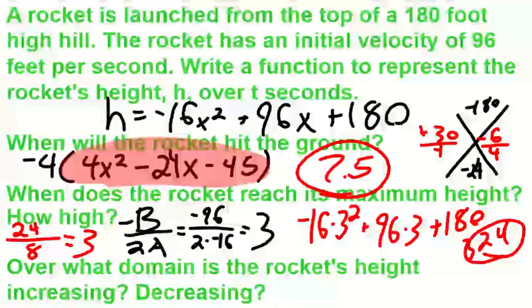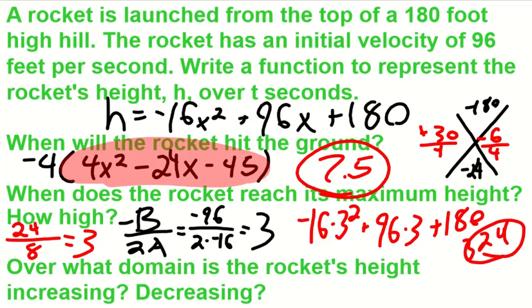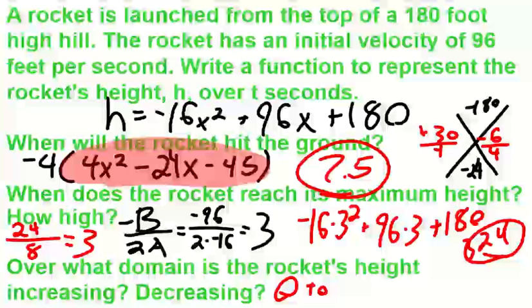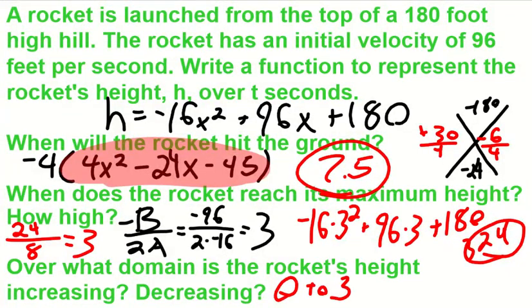And then the last part, it's asking over what domain the rocket's height is increasing. So at what time do we start launching the rocket? What's the time at that point? When the rocket launches, what's the time on the timer say? 0, yeah. So we're going from 0 to reach the highest. 3. That's the x value. We're looking at x values, okay? So that is where it is increasing, okay?